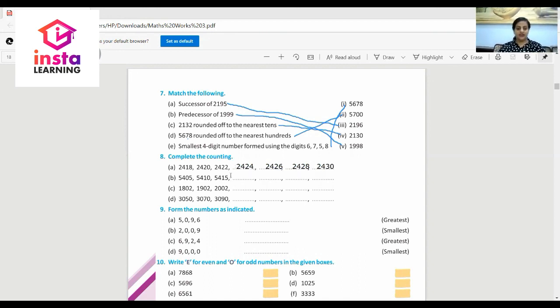Next will be 5405. Okay. 5410. It means it is going to be skip counting of 5. So what we are going to do, we are going to write the table of 5 only, and 54 as it is, because 5400 will remain as it is and it will become 20.